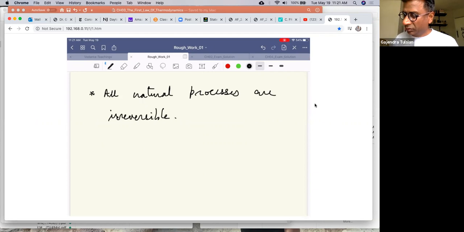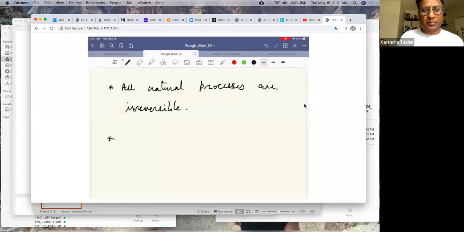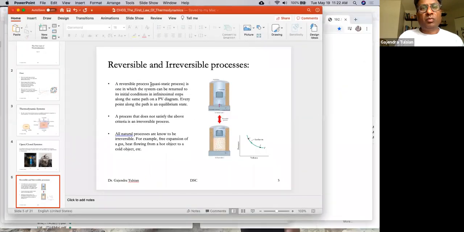Okay. So another way to think about them is reversible processes are frictionless processes and so on. So reversible processes are ideal processes, but all natural processes are irreversible. Now, we've defined these terms. All natural processes are known to be irreversible, for example, free expansion of a gas, heat flowing from a hot object to a cold object, etc.